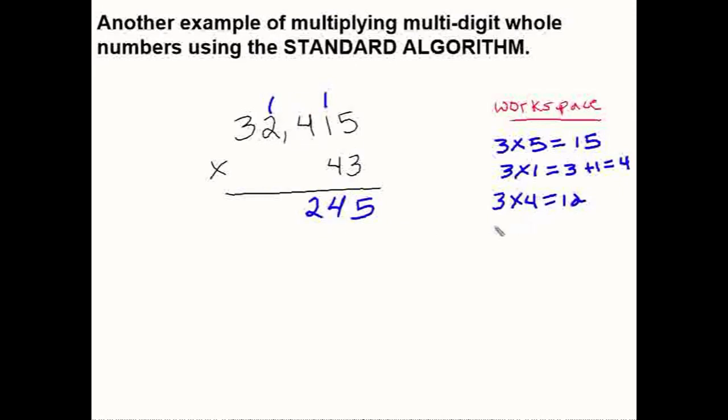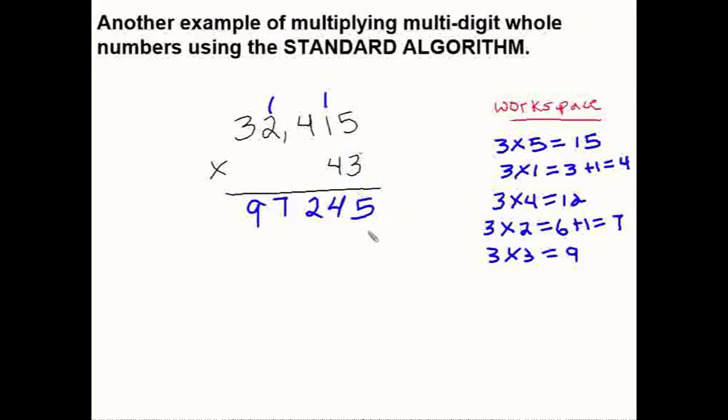Now we can multiply 3 times 2 and get an answer of 6. But we have to add the 1, and we get 7. And go ahead and record that right here. Now we do 3 times 3, and the answer is 9. No other number to carry it over to, so we're going to put the 9 down. And we're done with multiplying 3 times 32,415.